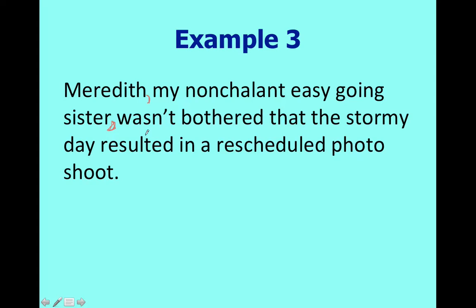Okay, same thing with a closer as with an opener. If we had a closer at the end of the sentence, for example, in this sentence, if we had Meredith, my nonchalant, easygoing sister, wasn't bothered that the stormy day resulted in a rescheduled photo shoot, and then we maybe even added something after that, we would put a comma, and then maybe we say something at the end like after it had already been scheduled 3 times, that we added some non-essential information at the end there. You might want to add that comma. So those are the rules for openers, closers, and interrupters.